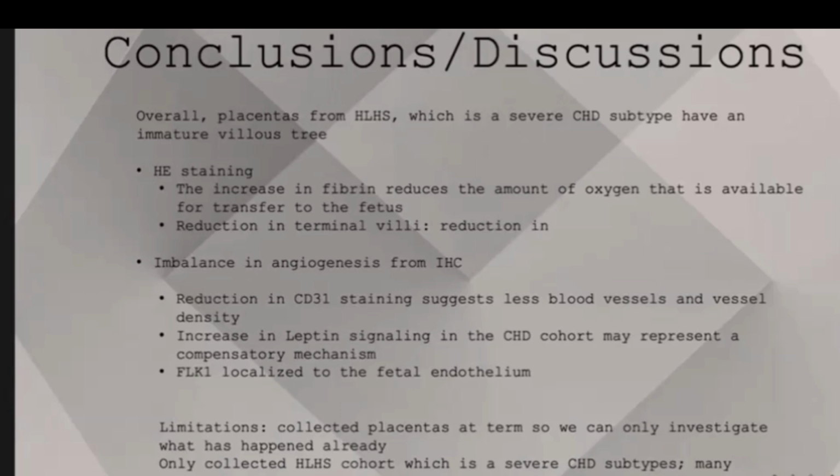But I'm pretty sure if they go more subtle, they could potentially collect more CHDs. There are at least 10 CHD subtypes. So in the future, I think they should be collecting all CHD subtypes, just to see what the placentas look like, if these placentas could be treated, etc.